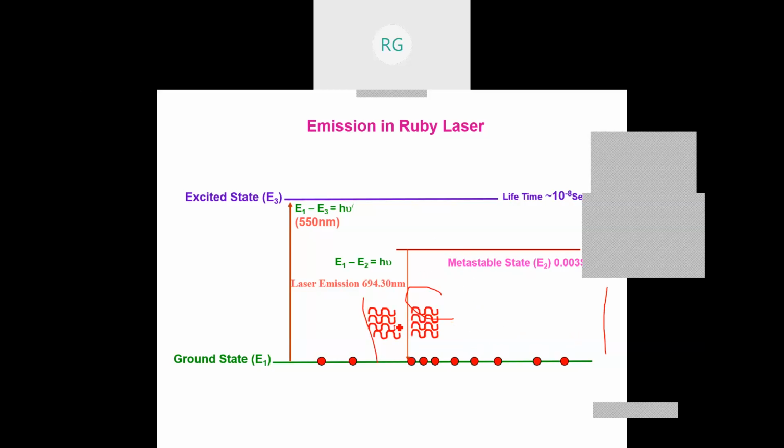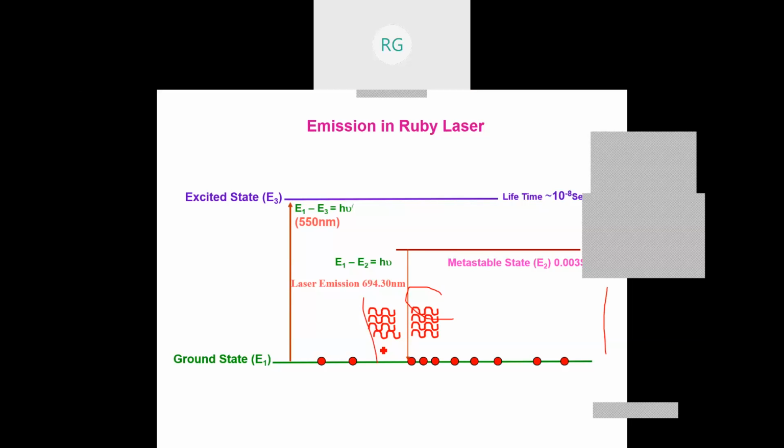Likewise, many of these photons will be coming one after the other. But you see also that once this set of photons has come, all the atoms in the metastable excited state have come down. Therefore, there is no population inversion here. As there is no population inversion, the second laser pulse will not come.